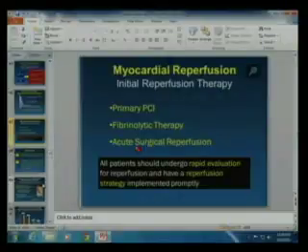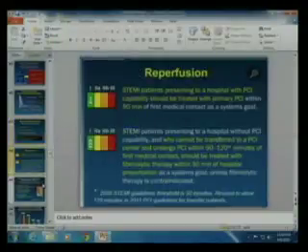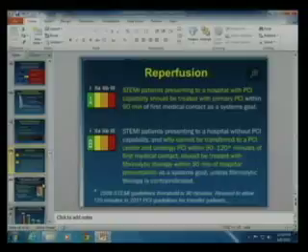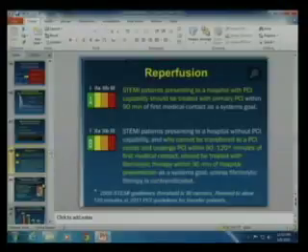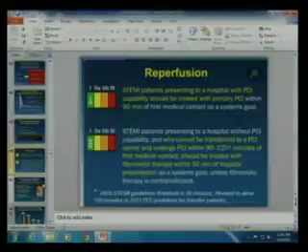Myocardial reperfusion: initial primary PCI, fibrinolytic therapy. In the countryside where they don't have a cath lab, they use fibrinolytic therapy. Acute surgical reperfusion, very rarely, if we are not able to open the artery, we can refer them for bypass. So these are the guidelines. STEMI patients presenting to a hospital with PCI capability should be treated with primary PCI within 90 minutes. STEMI patients who present to a hospital without PCI capability need to be given thrombolytics if they cannot reach a cath lab within 90 to 120 minutes.